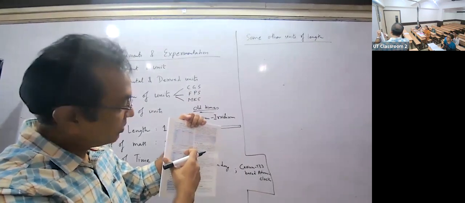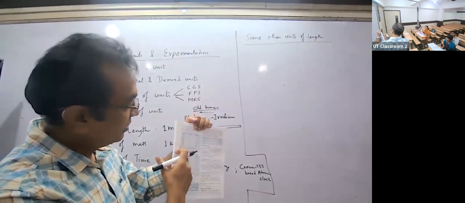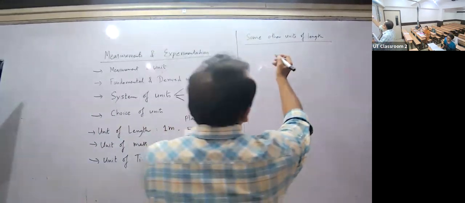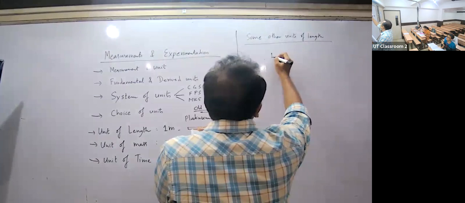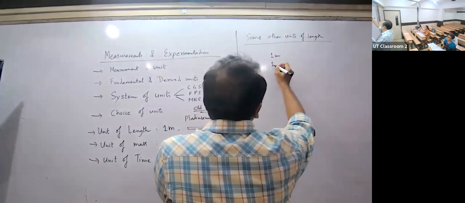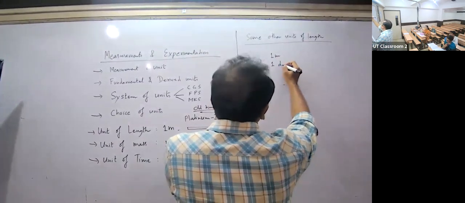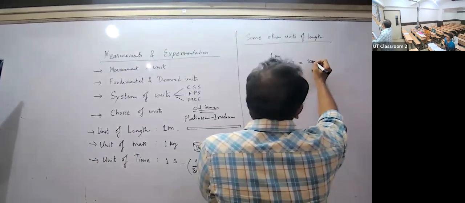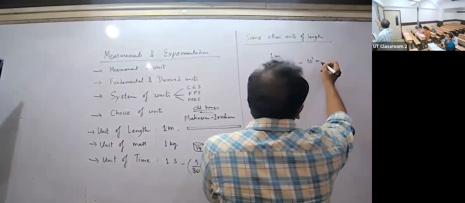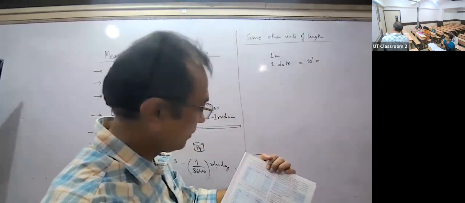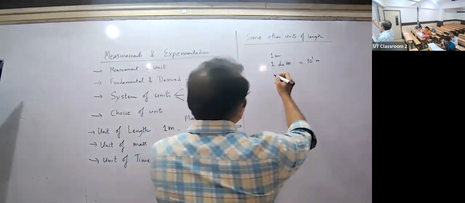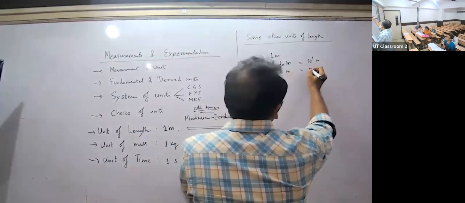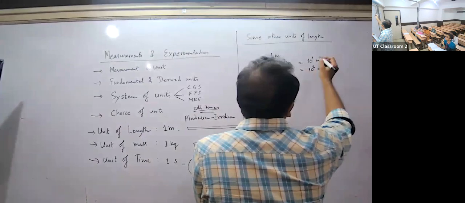So the power will increase and that's how the prefix will increase. Prefix means before meter. So you had 1 meter, now you have 1 decameter. What is the symbol? This is how you write it. So 1 decameter is equal to 10 raised to 1 meter. Similarly, 1 hectometer is 10 raised to 2 meter, 100.